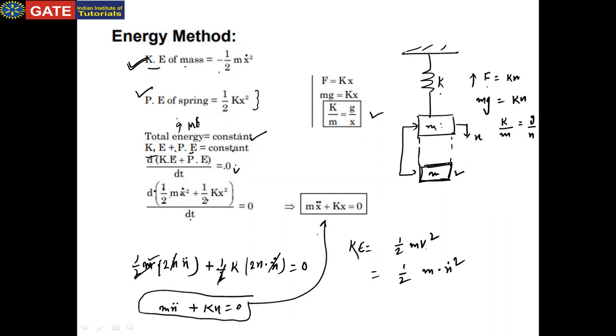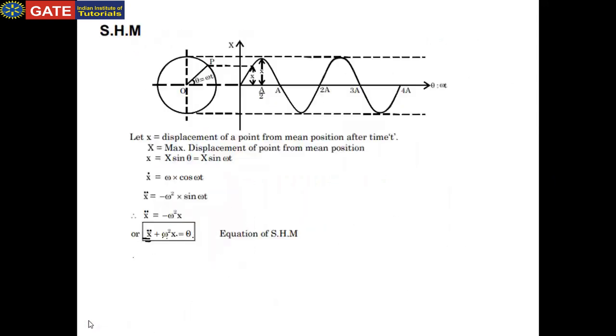Agree? Yes, sir. Okay. Now, again, for this spring system, you got the SHM equation. And this is the SHM equation for that. But we had already the original equation. What was the original equation? If you remember, it was x double dot plus w square x is equal to 0. Yes or no? Standard SHM equation, check.